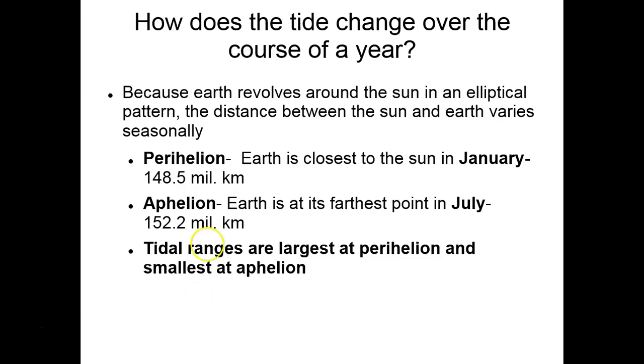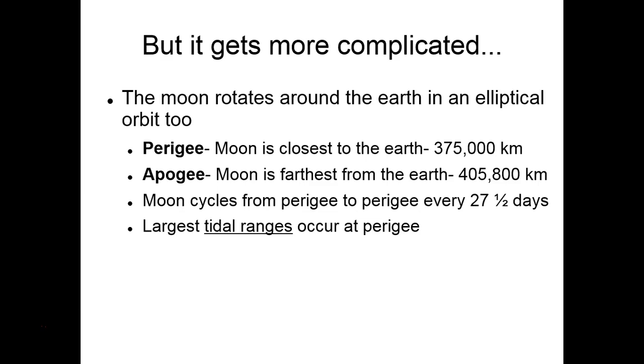Okay, so again, Earth is closest to the sun in January. Earth is farthest from the sun in July. And therefore, we're going to have the greatest solar tide in January and the smallest solar tide in July, because remember, the distance is important. Okay, so tidal ranges are largest at perihelion and smallest at aphelion.